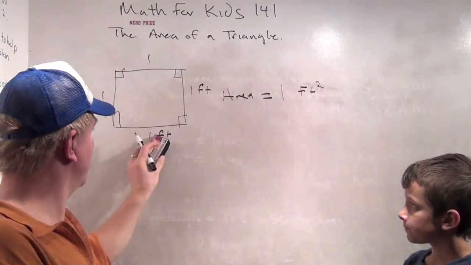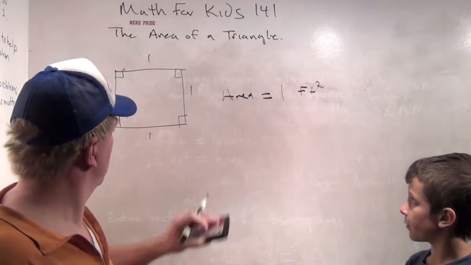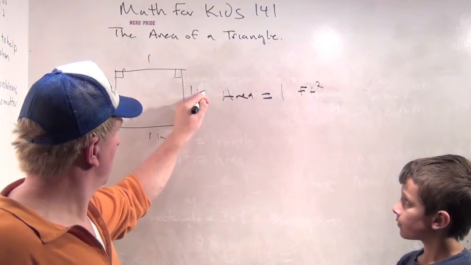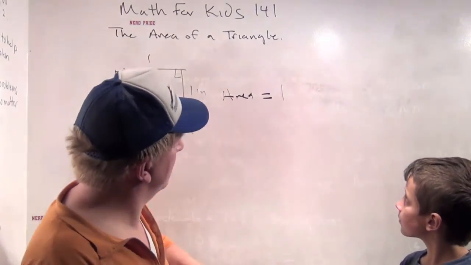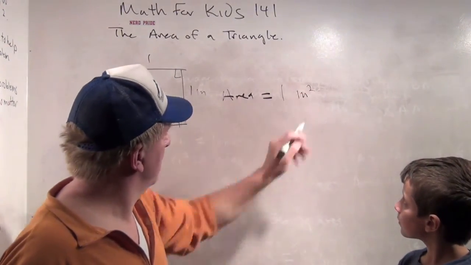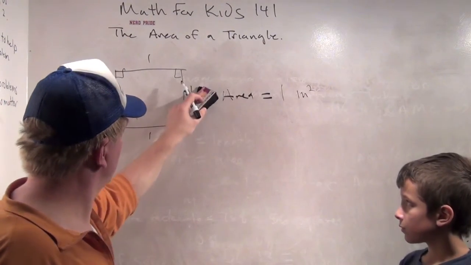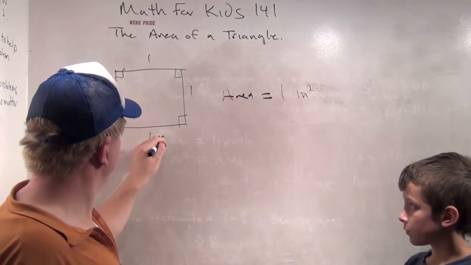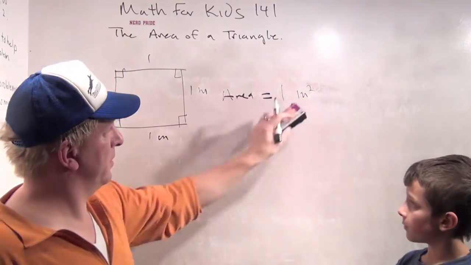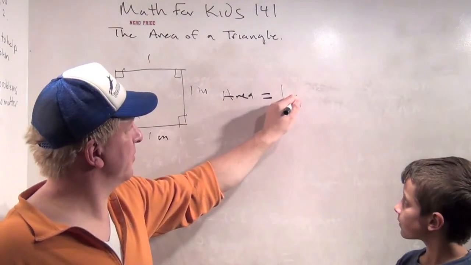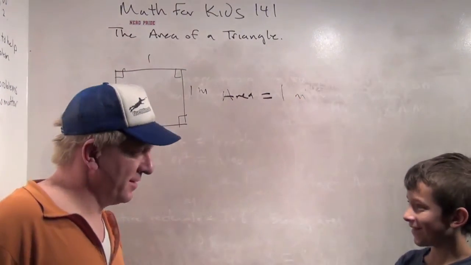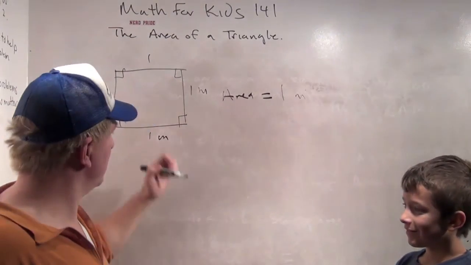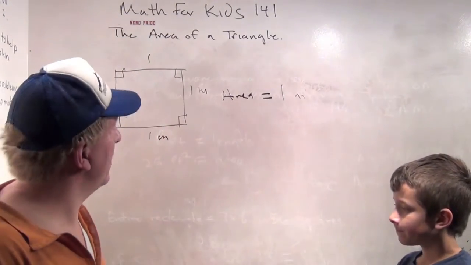Now what if it was inches instead? It'll be 1 square inch, which we would write as inches squared. What if it was 1 meter? That'd be 1 meter squared. What if it was 1 light year? 1 light year squared. Okay, so this is just a basic building block for area.